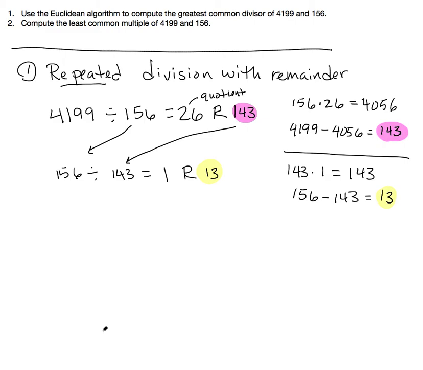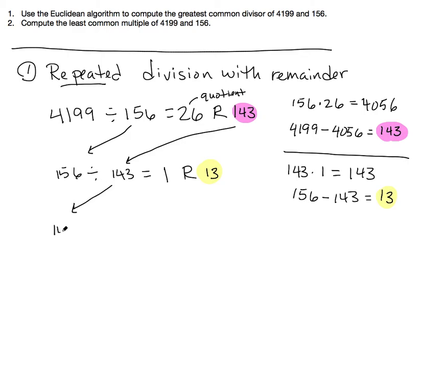And now we're done with that line. All right, now's a good time to check in and remind ourselves, how long do we do this for? So we keep repeating division with remainder until we get a remainder that is 0. We're not there yet, and so that means we have to do this process again.